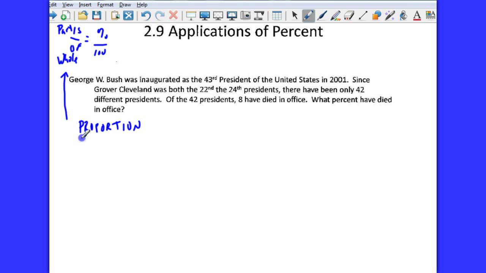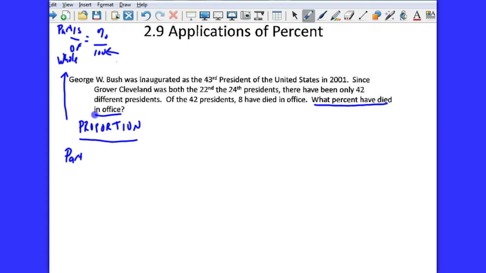To do that, you have to begin by identifying the part, the whole, and the percent, because you have basically 4 spots here, but one of them you know is always 100. So you need 2 of these 3: the is, the of, and the percent. Let's look at the information here and see if we can figure out what the part is. In this question, it says there are 42 presidents, 8 have died in office. There are 42 total, 8 of them have died in office. The question is asking you what percent have died in office.